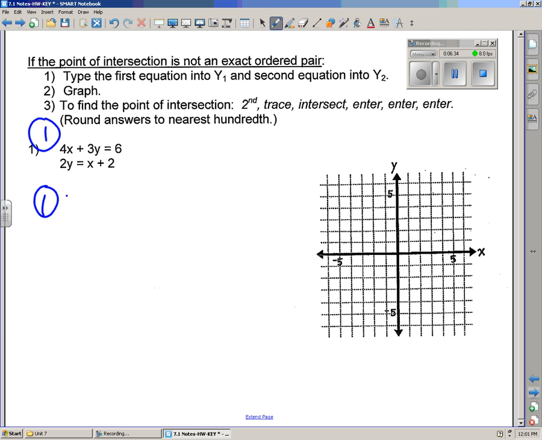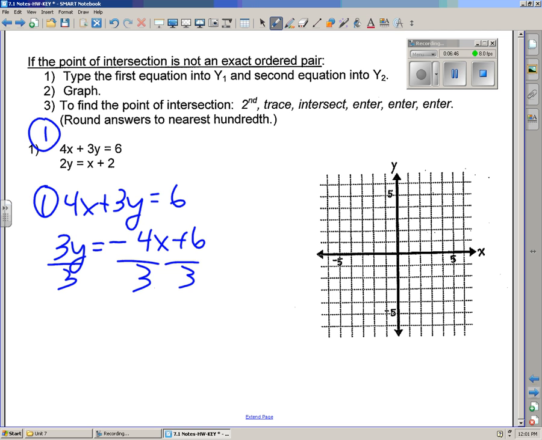This first line, when I subtract 4x from both sides, becomes 3y equals negative 4x plus 6. We're going to divide everything by 3. y equals negative 4/3 x plus 2. Begin at 2, down 4, over 3, graph it, label it.